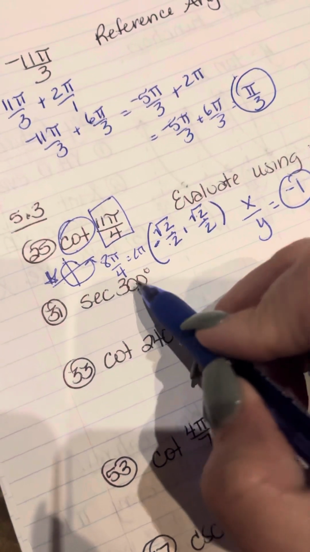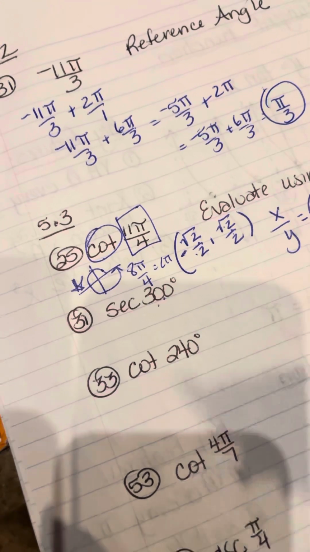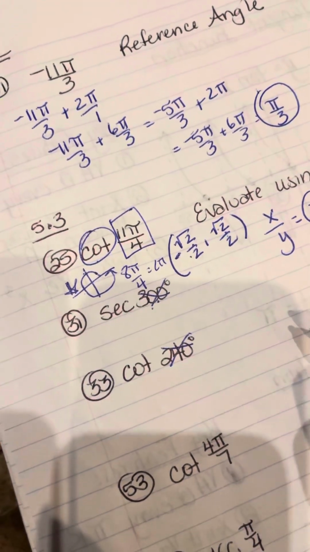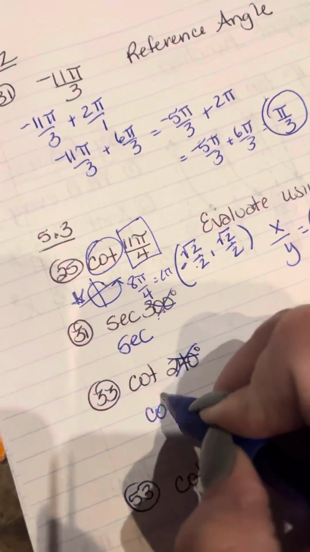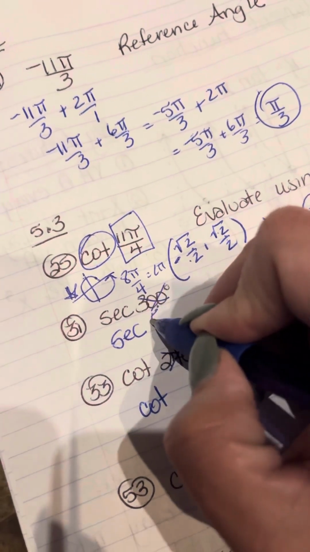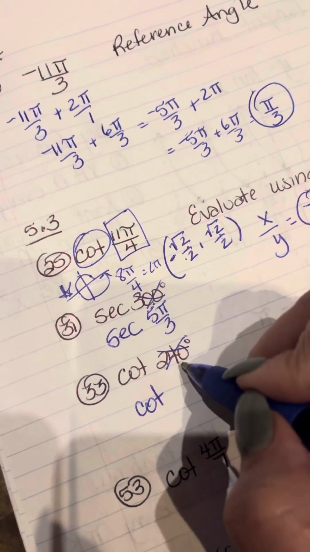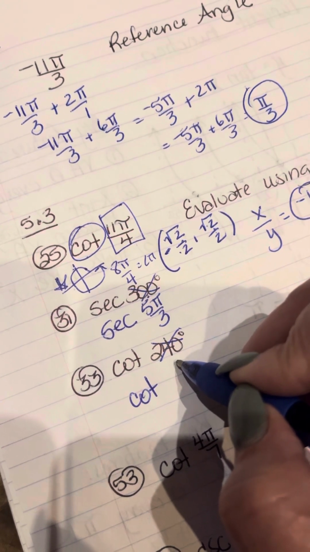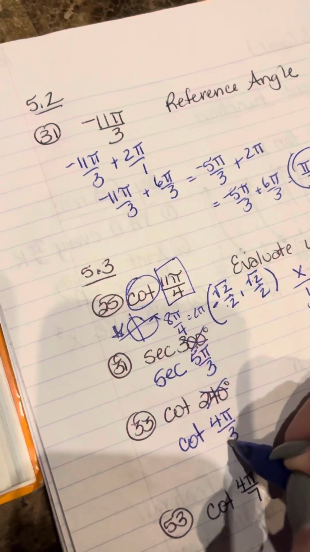300 degrees. Again, I don't have these memorized according to degrees. So the first thing is I would never give you these in terms of degrees. These would always be given to you in terms of radians. So changing this to radians would be 5 pi over 3. And 240 is 120, which is 2 pi over 3, 4 pi over 3, I believe. Yep, 4 pi over 3.